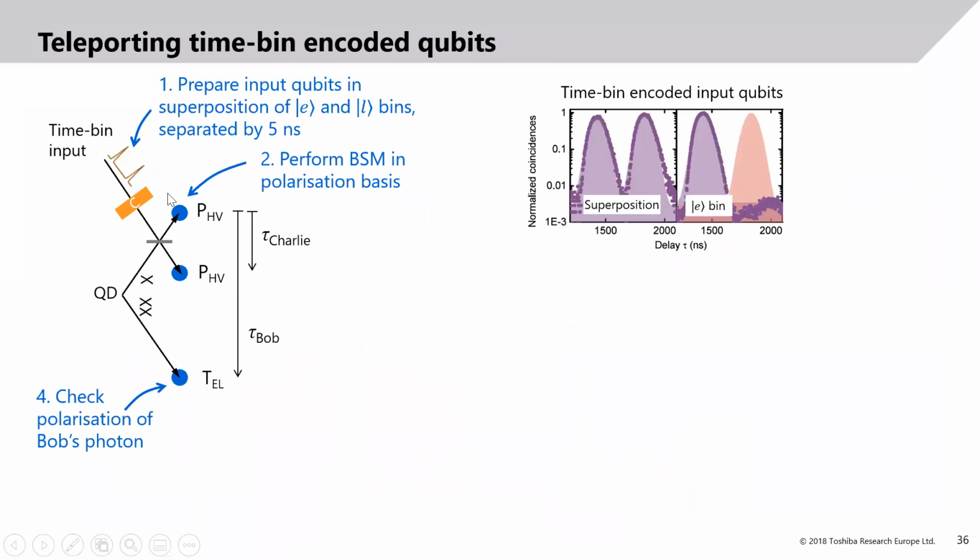So this all bodes well for our final measurement, which is teleporting the time bin encoded qubits. So here, a slight modification to the previous sketch. What we do is we first prepare input qubits in a superposition of early and late bins, which here are separated by 5 nanoseconds. They go through the conversion unit. We then perform the Bell state measurement in the polarization basis and check the polarization of Bob's photon. So this is a sketch of our time bin encoded qubits, which can be either in a superposition or also just in the early or late bin.